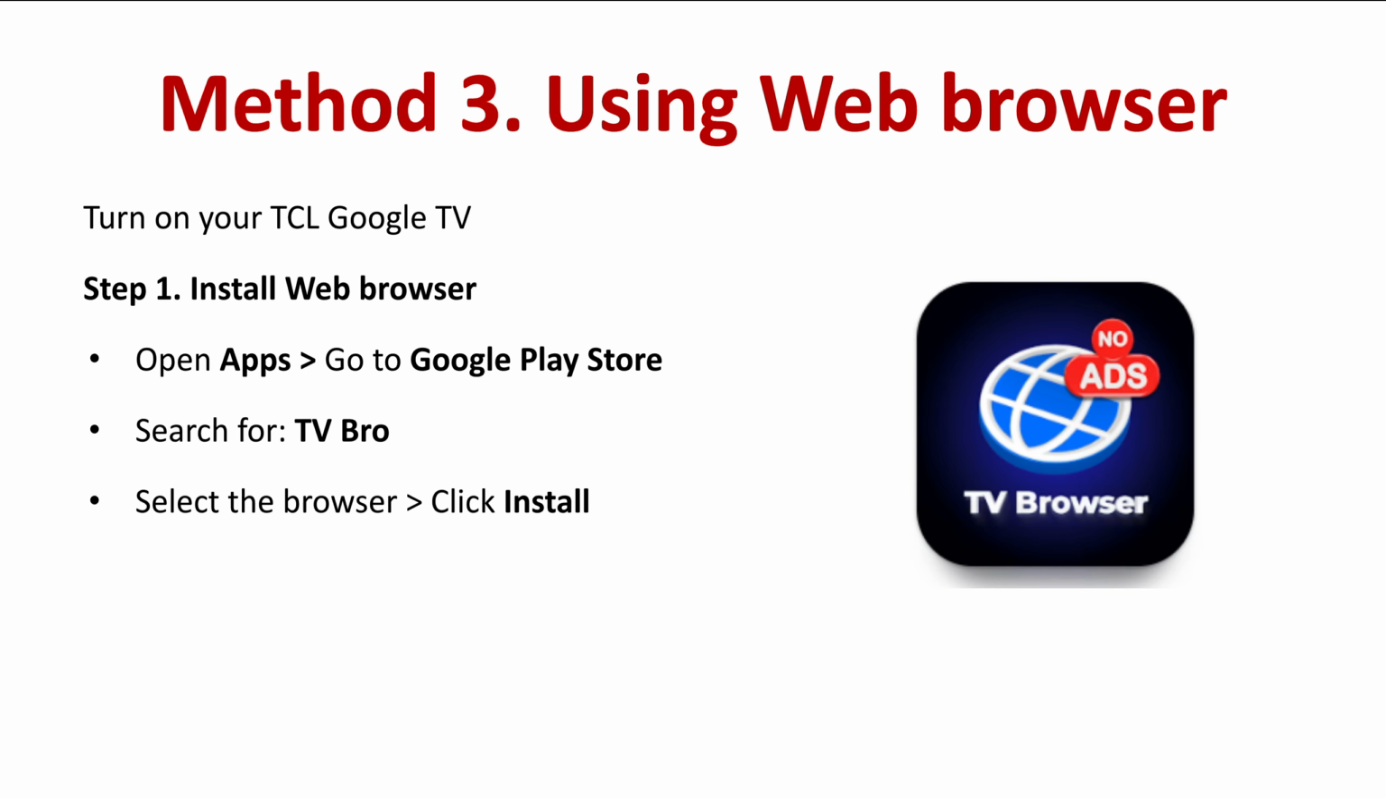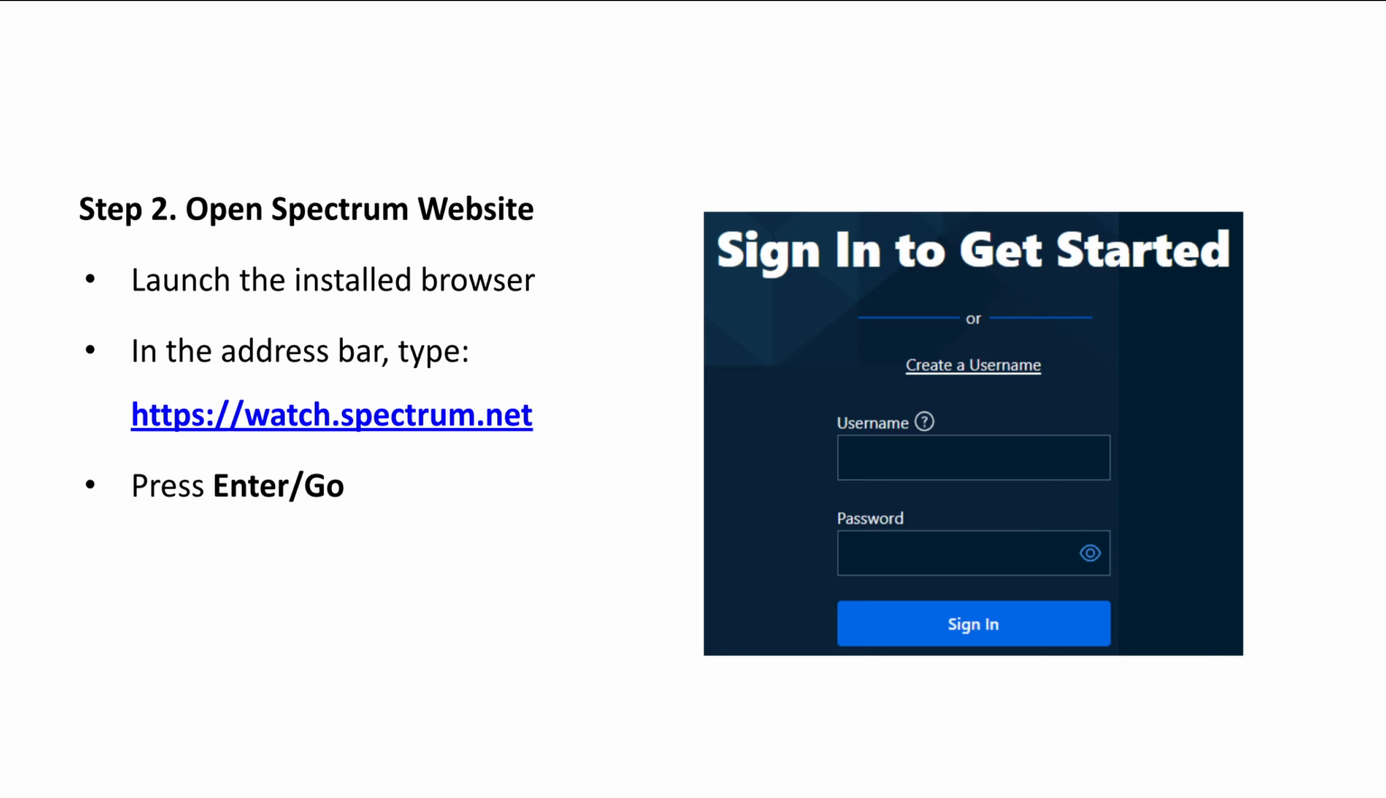Method 2, using web browser. Turn on your TCL Google TV. Then step 1, install web browser. Open apps, then go to Google Play Store. Search for TV Bro and then select the browser, click install. Open Spectrum website. Launch the installed browser.